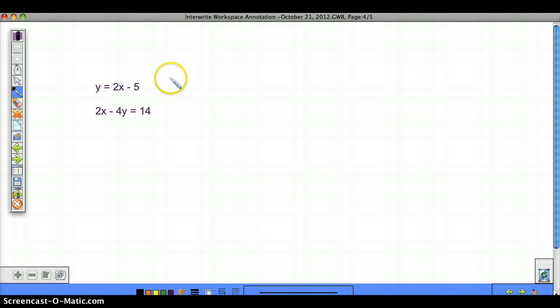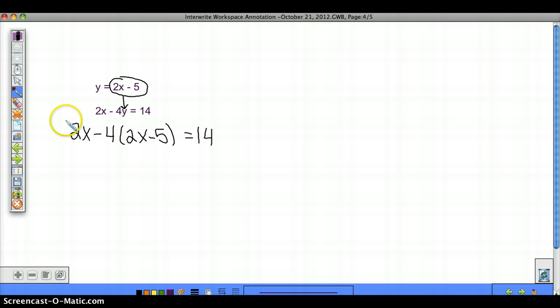I have y equals 2x minus 5 and then 2x minus 4y equals 14. So my first step is to substitute what we already know. I know that y equals 2x minus 5. So when I plug this in, I have 2x minus 4 times (2x minus 5), don't forget your parentheses, equals 14. So this becomes, once I distribute, 2x, negative 4 times 2x is negative 8x. Negative 4 times negative 5 is positive 20 equals 14.